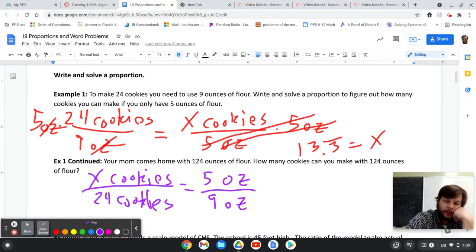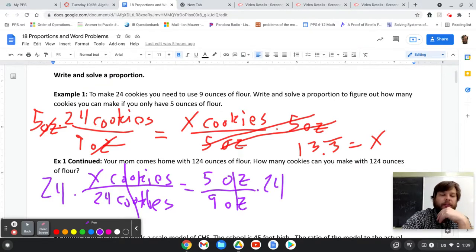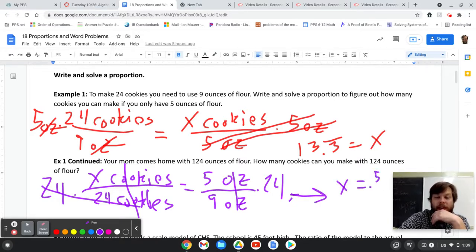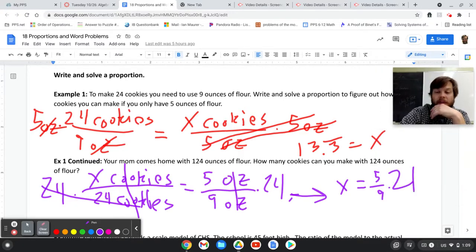To solve this problem, you can notice right off the bat the words cancel out, so you're just left with numbers, and you cancel out a divided by 24 by multiplying by 24. So that leaves us with X equals 5 divided by 9 times 24. Let me move this out of the way. Times 24. Good. And that's the same as doing what I did before, 5 times 24 over 9. It gives me X equals 13.3.